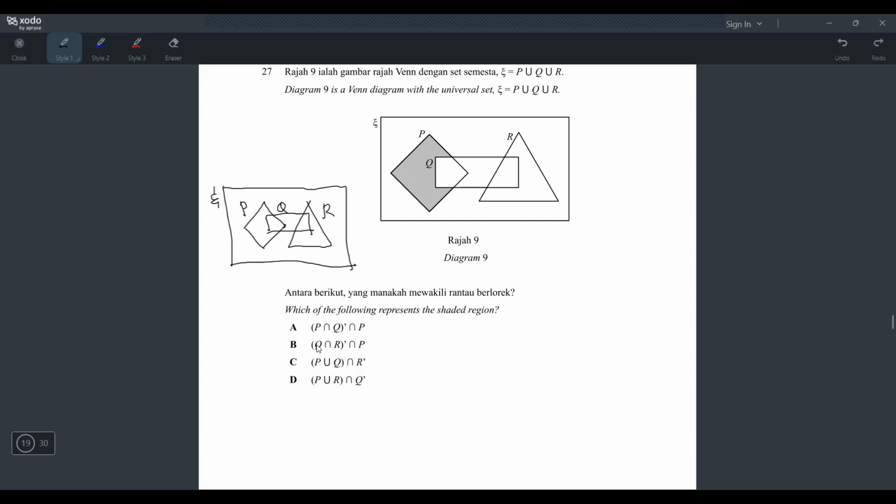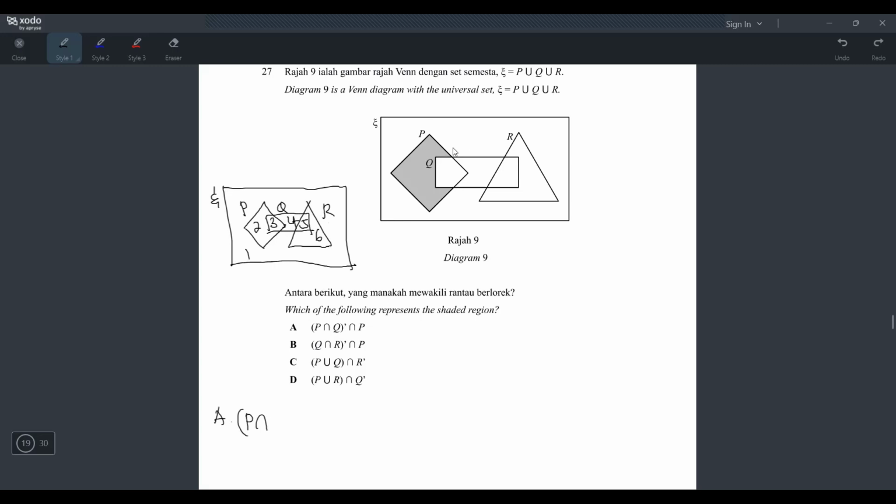So let's try to do A. The first thing I will do here is label all these regions with numbers. So I'll label 1, 2, 3, 4, 5, 6 like this. Now I start to do A and see whether my answer matches with this or not.